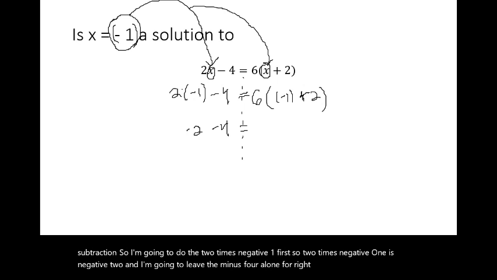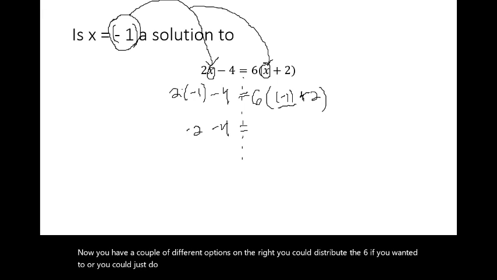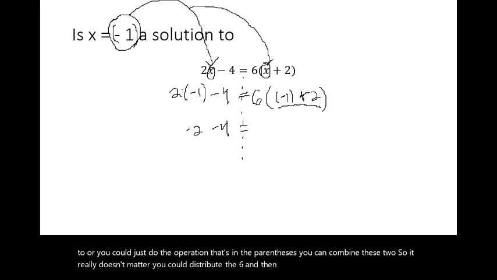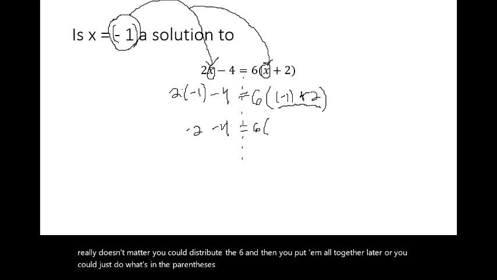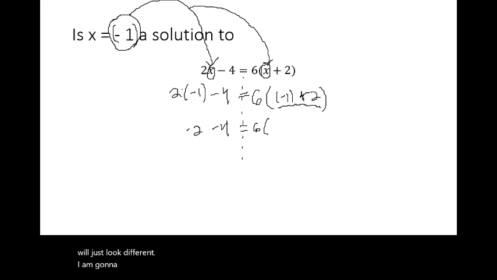Now you have a couple of different options on the right. You could distribute the 6 if you wanted to, or you could just do the operation that's in the parentheses. You can combine these two, so it really doesn't matter. You could distribute the 6 and then put them all together later, or you could just do what's in the parentheses, since these are like terms, and then multiply by the 6 later. It really doesn't matter. You're going to end up at the same answer regardless. Your work will just look different. I am going to do -1 plus 2 though, so -1 plus 2 is going to be +1.